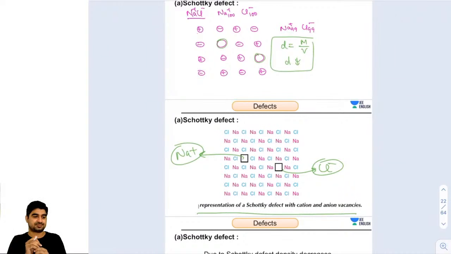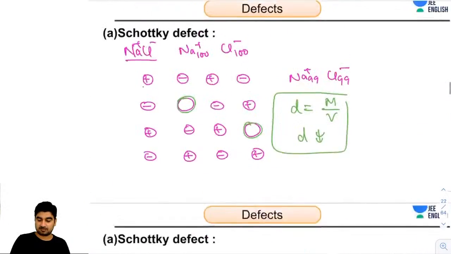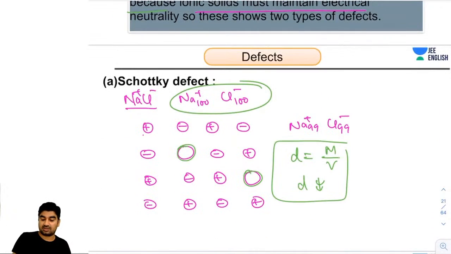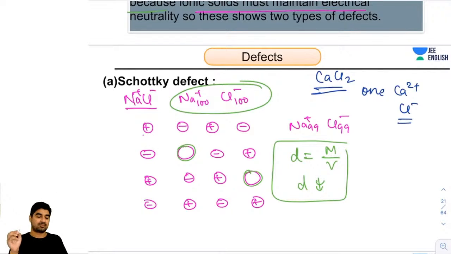Yes, are you done with it? Tell me guys, are you done with it? I will discuss Frenkel later, it is not like that in Frenkel. First, let me complete it. So, Emmy and Triveni, can you answer? Instead of NaCl, if I take CaCl2, so if one Ca2 plus is missing, how many chloride will be missing? Just tell me.